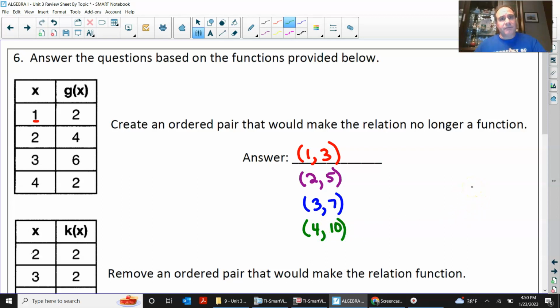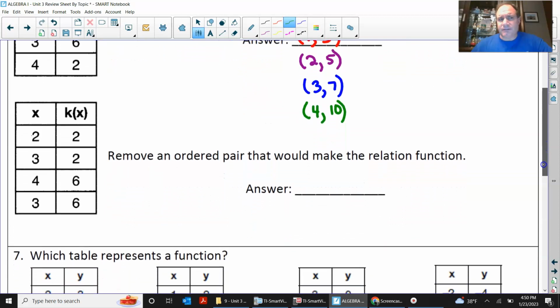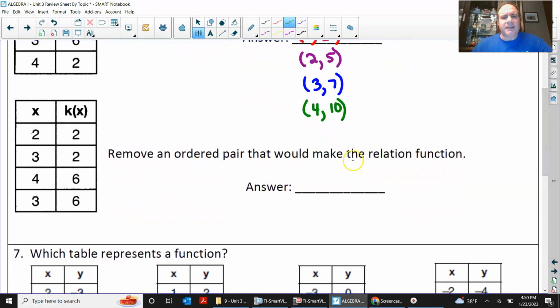Remember, it doesn't matter if the y repeats. It matters if the x repeats and goes to a different y. So the x can't repeat if it goes to a different y. Remove an ordered pair that would make the relation a function. So I'm going to look at 2, 3, 4, and 3. So I'm going to erase that 4 and the 2. Those are okay, but the 2 pairs of coordinates with 3 and 2 and 3 and 6, I'm going to remove the 3 and 6. And I could put or 3 and 2.